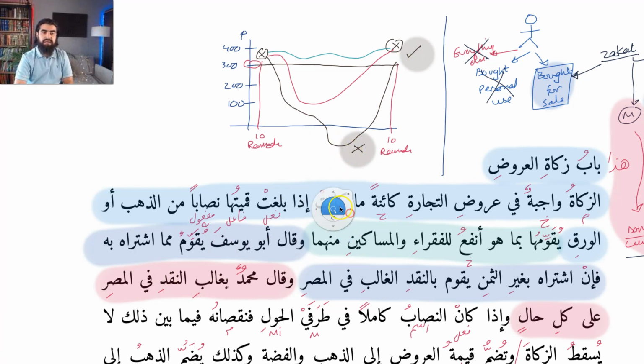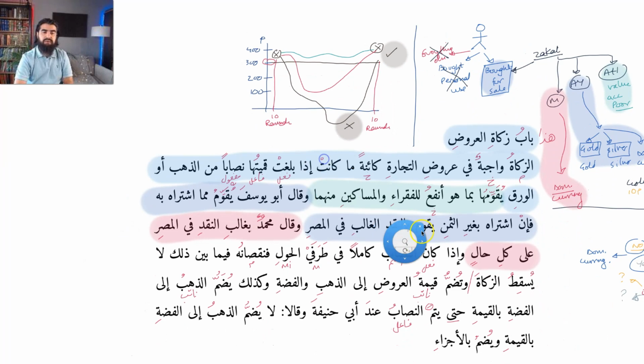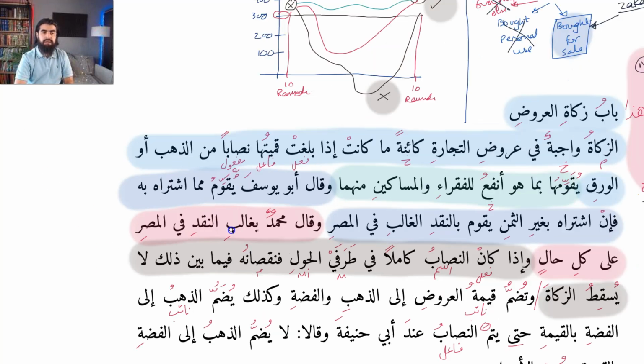So if you look at the masala now, he says, وَإِذَا كَانَ, when the nisab is kamil, is complete, فِي طَرَفَيِ الْحَوْلِ, in the two sides of the year, فَنُقْصَانُهُ فِيمَا بَيْنَ ذَلِكَ, then its deficiency in between the two points, لَا يُسْقِطُ الزَّكَاةَ, does not drop the zakat, like I've demonstrated to you guys in the image above.